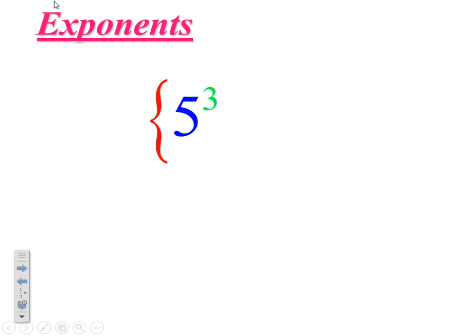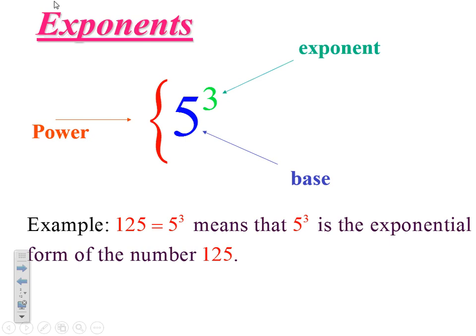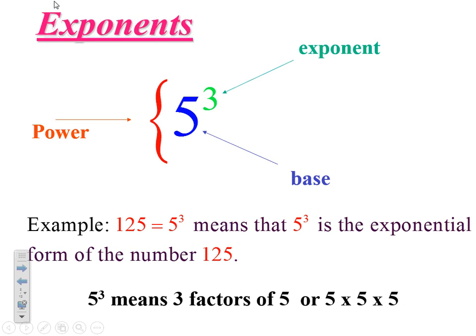Now, an exponent is made up of a power. This whole thing is a power. The 5 represents the base, and the 3 represents the exponent. Now, an example of this is 125 equals 5 cubed, which means that 5 cubed is the exponential form of the number 125. Now we're going to be using both of these forms quite a bit later on, so it's important to see that they're the same thing. Now 5 cubed means 3 factors of 5, or 5 times 5 times 5.